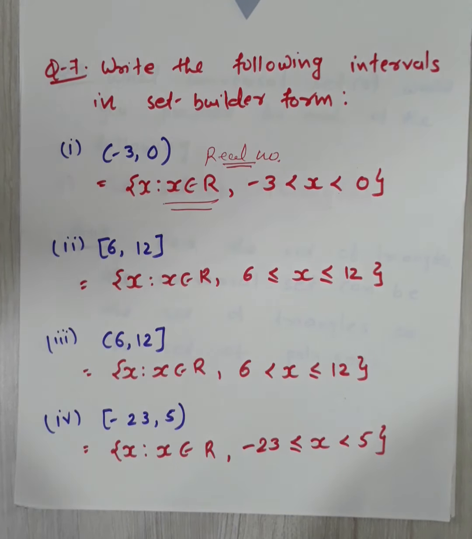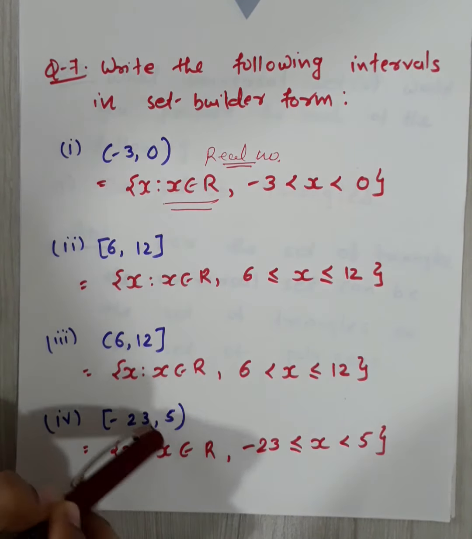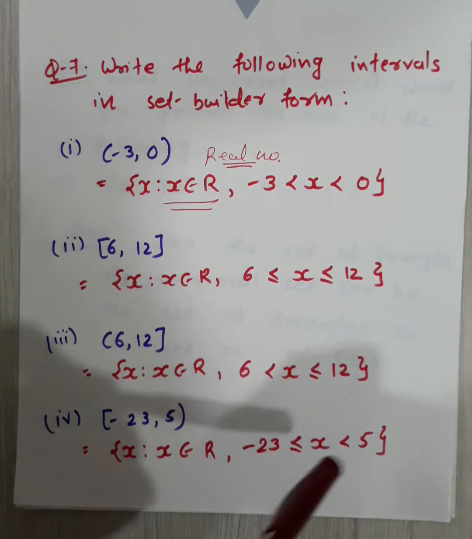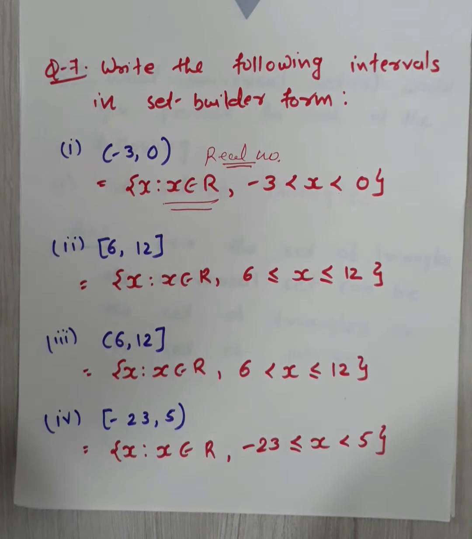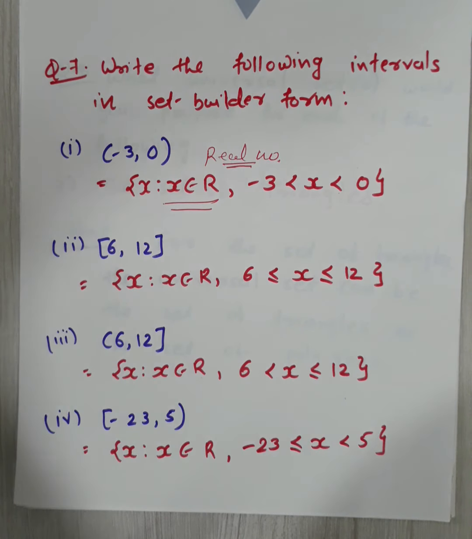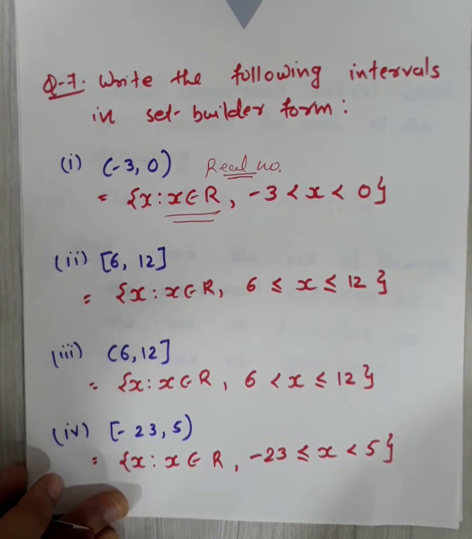-23, 5. Here a square bracket is there, here a parenthesis is there. So for all x belongs to R, -23 is less than or equal to x less than 5. I hope you understood these intervals. Different questions are there. If you have been given set builder form, then you have to write it in interval form, and if you have been given interval form, then you have to write it in set builder form. Both ways a question may be asked.